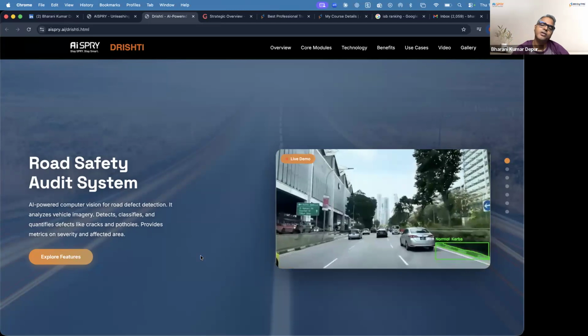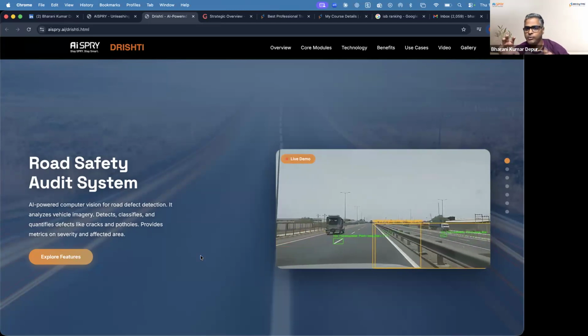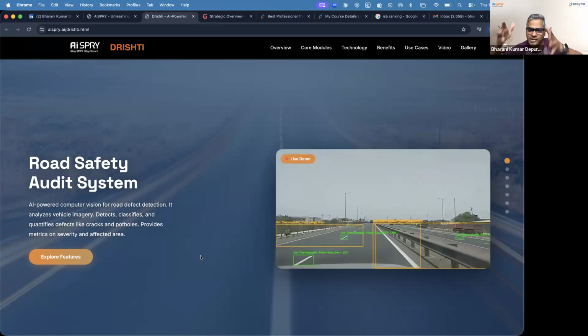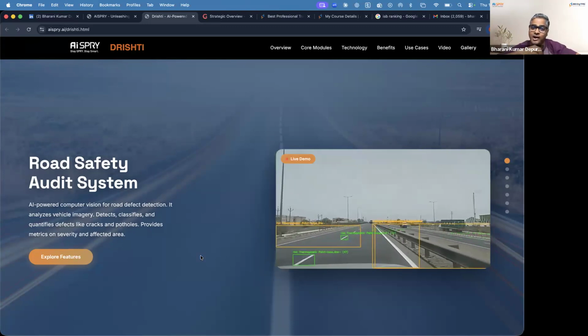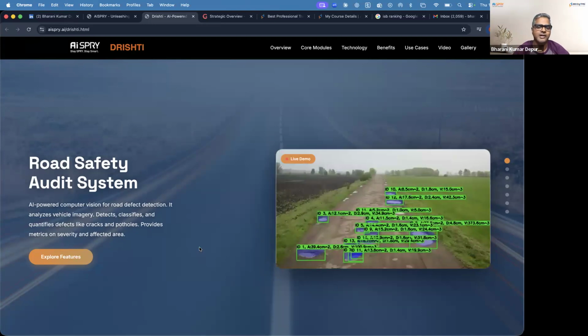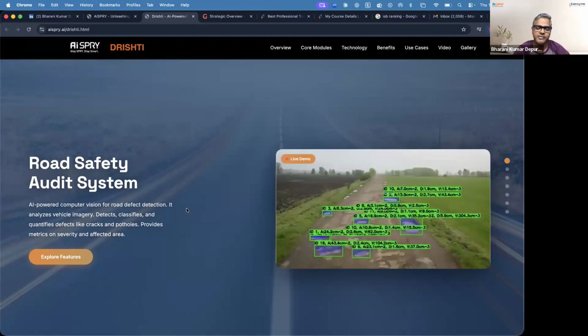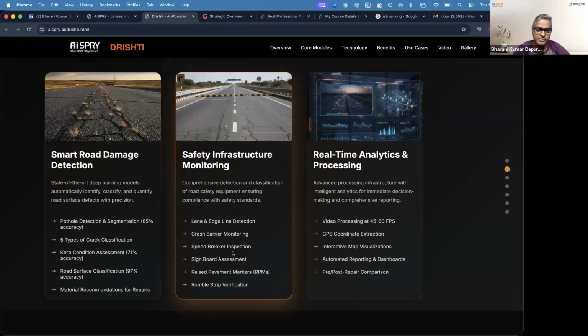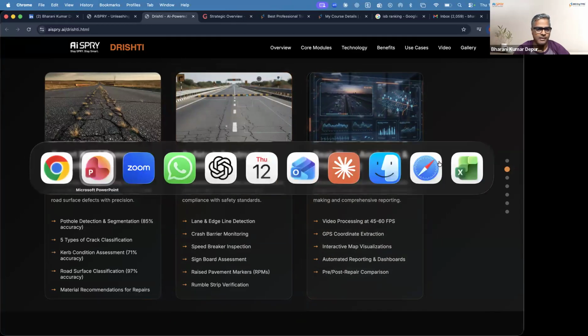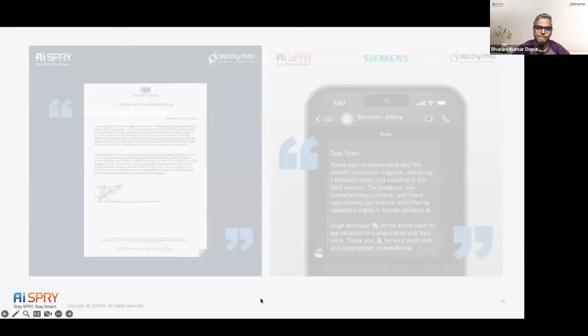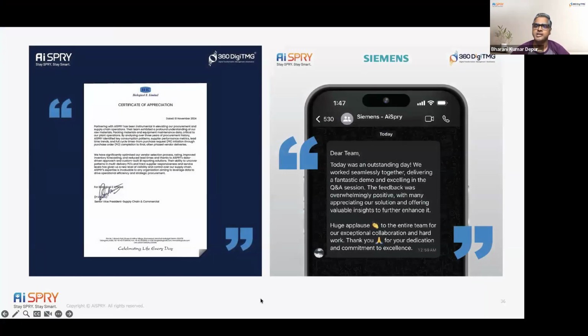Then for the National Highways Authority of India, we do the project where we identify whether there is lane marking or not. Are there crash barriers or not? Is there a single or double crash barrier? Multiple things. We figure out whether there is a speed breaker, signboard, pavement markers, rumble strips, all of these. Then here are a few of the appreciations which we received from the client.